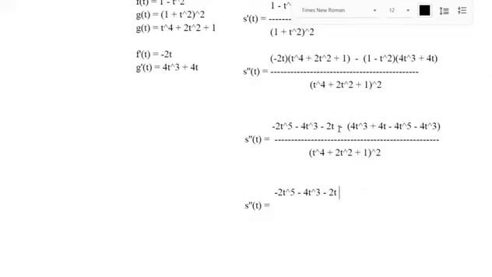I'm distributing the minus sign to everything that's left over. That doesn't cancel out. So a negative 4t to the fifth makes positive 4t to the fifth. And a little more simplification can be done in the numerator. It's way more algebra than calculus in this problem, huh?